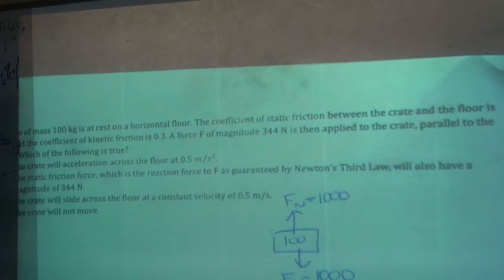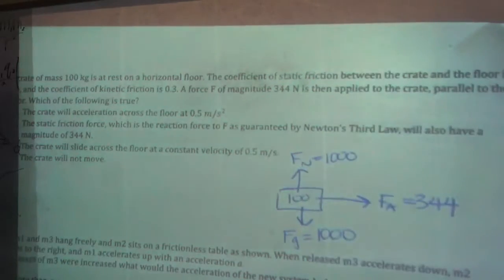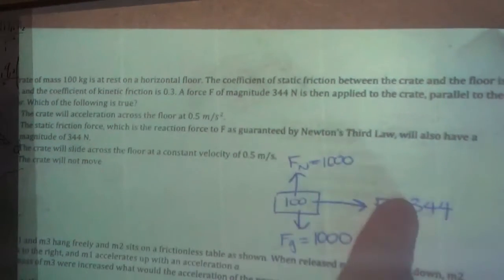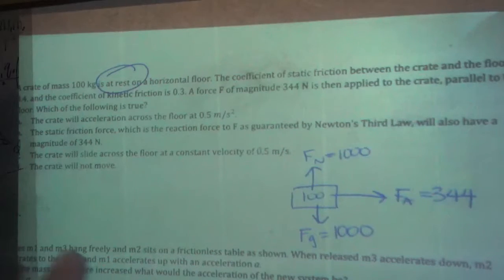We've got a force of magnitude 344 applied to the crate parallel to the floor. So let's say that's up to the right. It could be to the left, it doesn't matter. So 344, and I want to know what happens. If it's starting at rest and I have an applied force of 344, I need to overcome the static friction, because it started from rest.